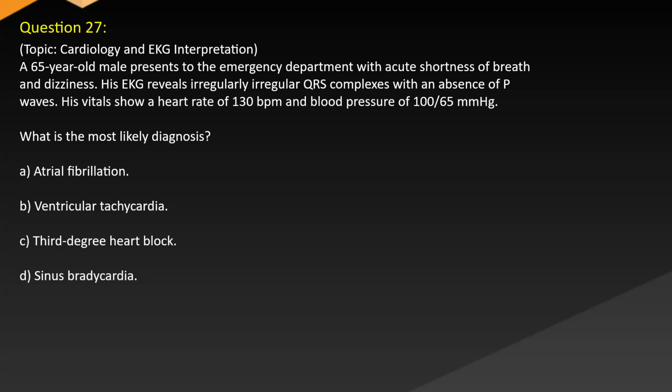A 65-year-old male presents to the emergency department with acute shortness of breath and dizziness. His ECG reveals irregular QRS complexes with an absence of P waves. His vitals show a heart rate of 130 bpm and blood pressure of 165 mmHg. What is the most likely diagnosis? A. Atrial fibrillation, B. Ventricular tachycardia, C. Third-degree heart block, D. Sinus bradycardia.